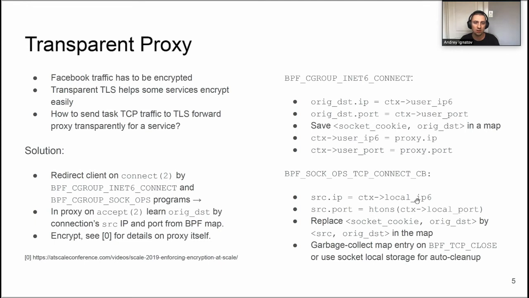Now the proxy can accept the connection and find the original destination for it using the bpf map and the source IP and port of the connection as the key. Garbage collection happens on TCP close in the same TCP-bpf program. Or it can be done with socket local storage. The link at the bottom of the page describes the proxy logic.